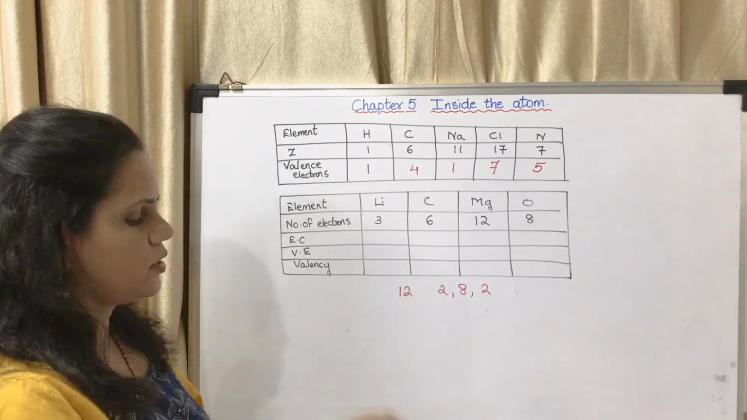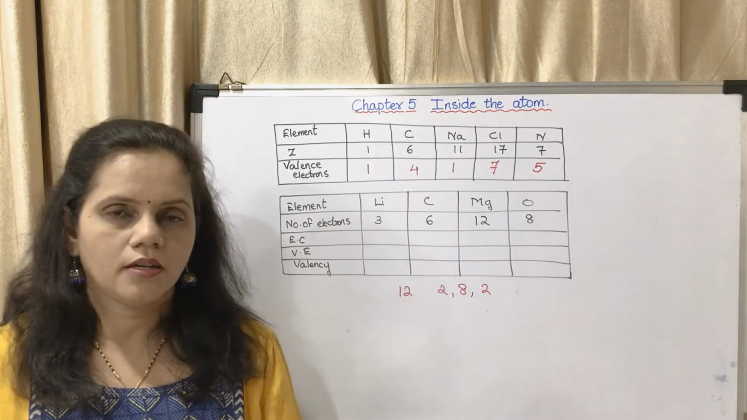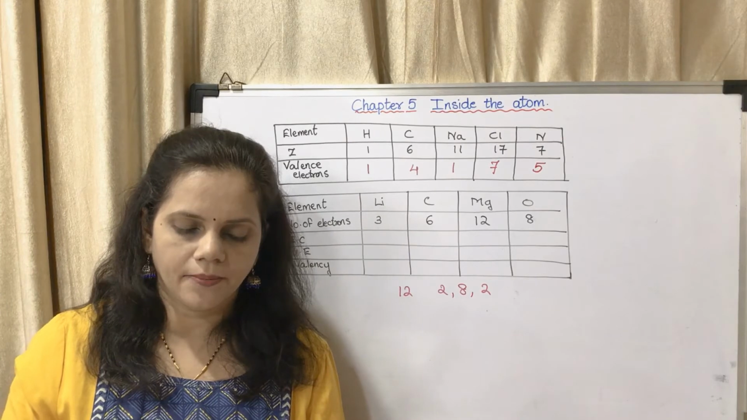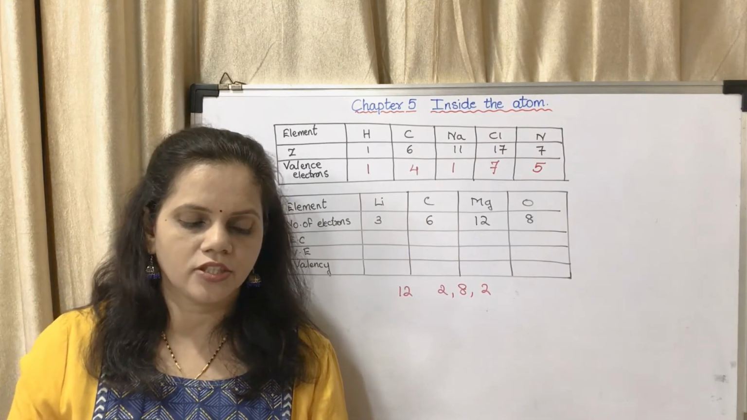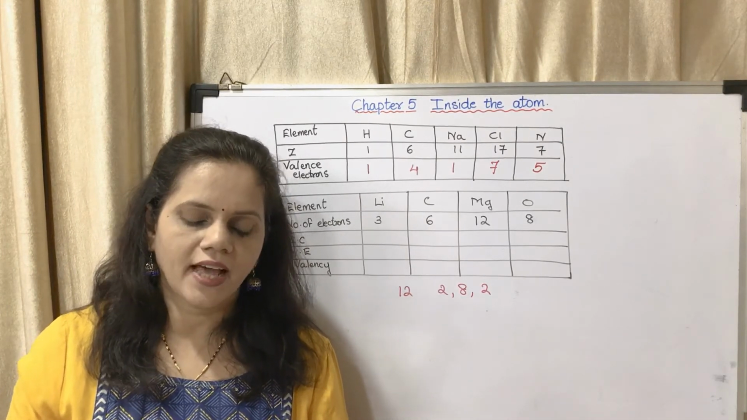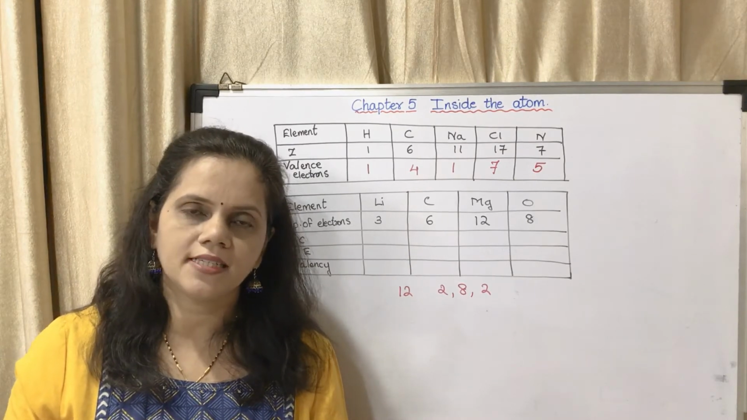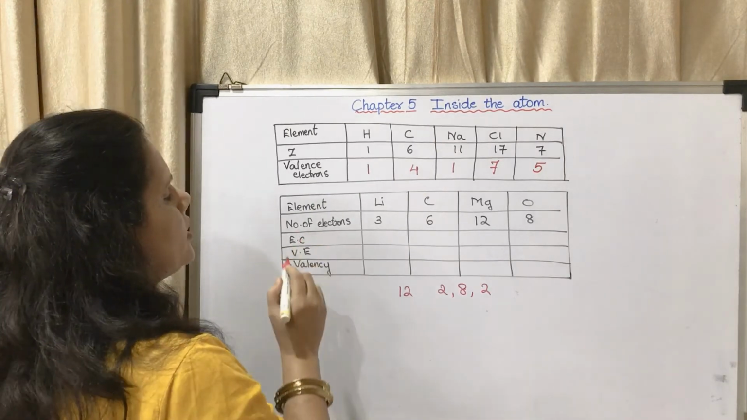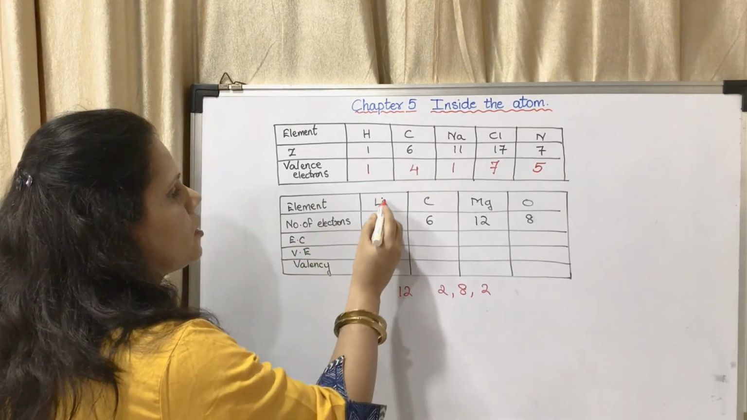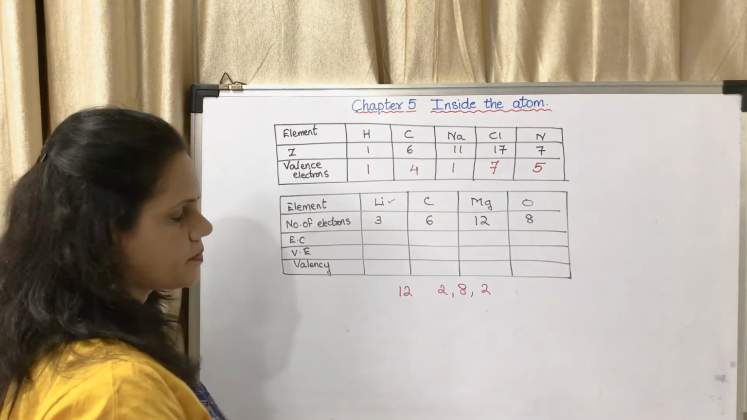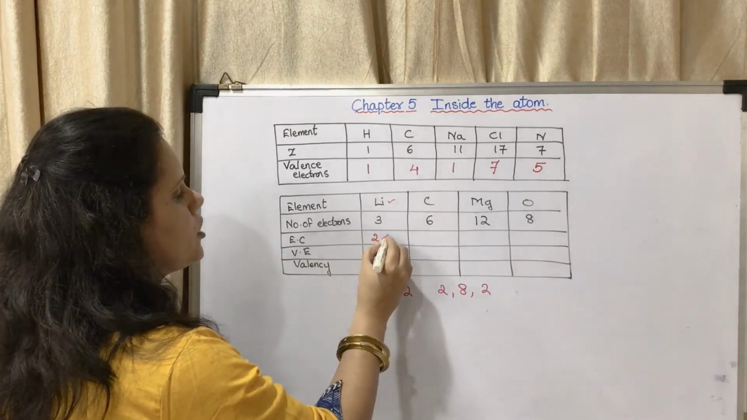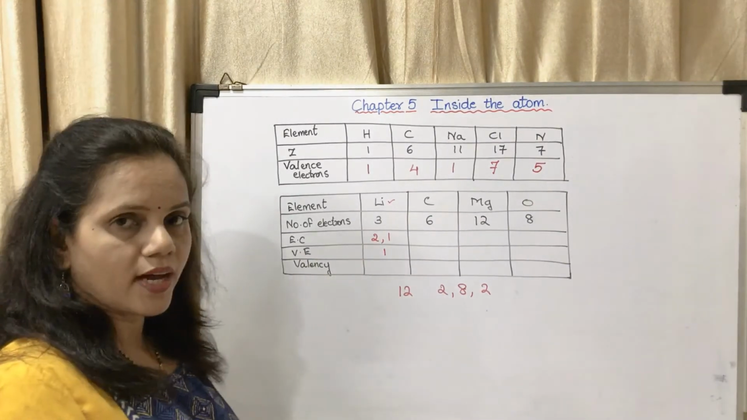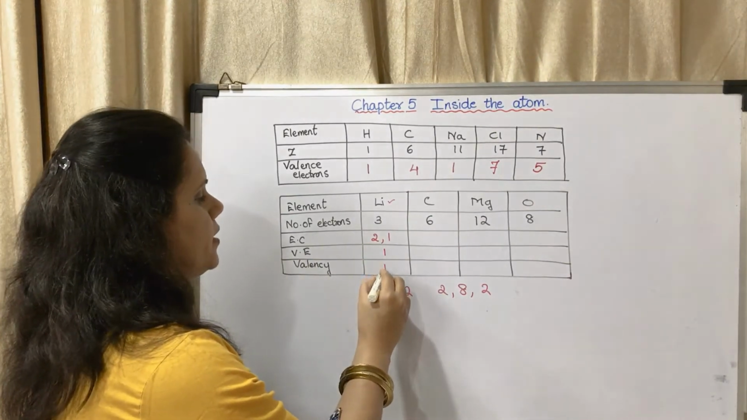Okay. Now the next question under that table: the number of electrons of some elements is given here. By using it, write the electronic configuration, number of valence electrons and valency of the respective elements. Okay, you have to write the electronic configuration. The number of electrons of lithium is 3. Electronic configuration is 2, 1. Valence electron is 1.